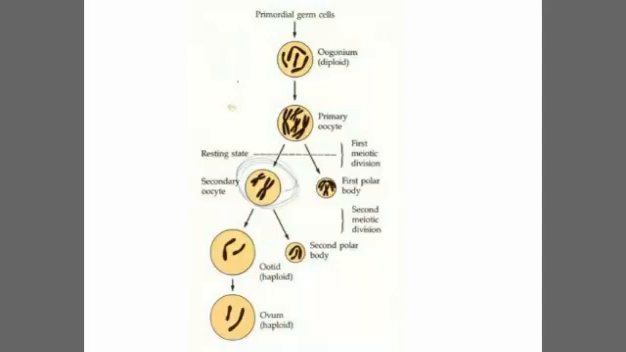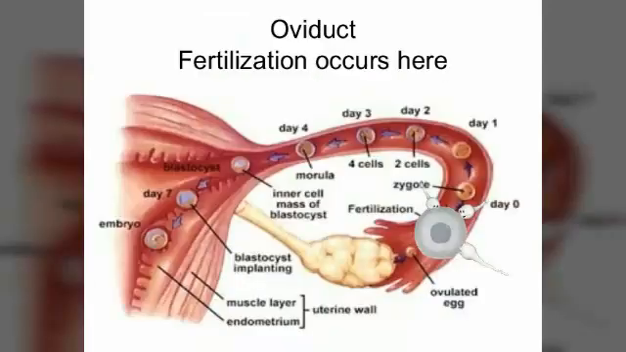In oogenesis, the first meiotic division is completed in the pre-ovulatory growth phase, and then the secondary oocyte and first polar body are formed. The first polar body lies between the zona pellucida and the cell membrane of the secondary oocyte. So this is the chart which represents the formation of ovum through the different stages.